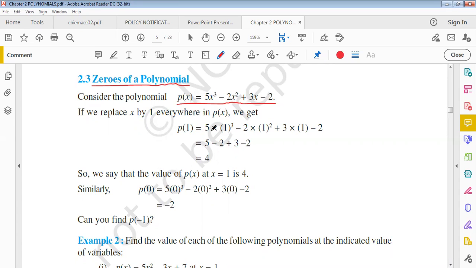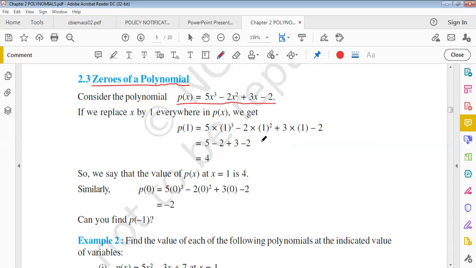Now, if we replace x by 1 everywhere in p(x), we get, जहाँ कहीं पे भी x है, all the x is to be replaced by 1. So we take p of 1 equals, x की जगह हमने 1 रख दिया, 1 cube minus 2 into 1 square plus 3 into 1 minus 2. So simplifying, cube of 1 is 1, 1 into 5 is 5, square of 1 is 1, minus 2 multiply करेंगे, minus 2 हो जाएगा, then 3 into 1 is 3 and minus 2.